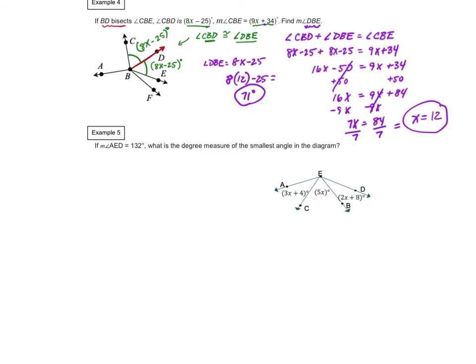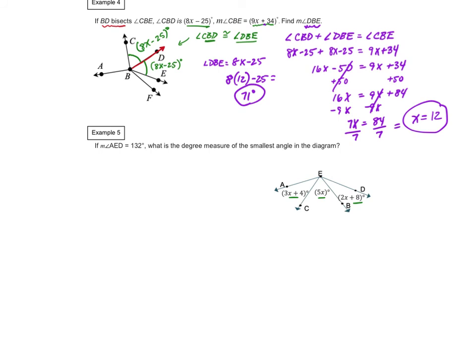Okay, I don't know what the angle measurements are yet because they are all in variable form. There's a variable in all of them. But I do know that this entire angle, the entire thing here, is going to be equal to 132 degrees because that's what they gave me.